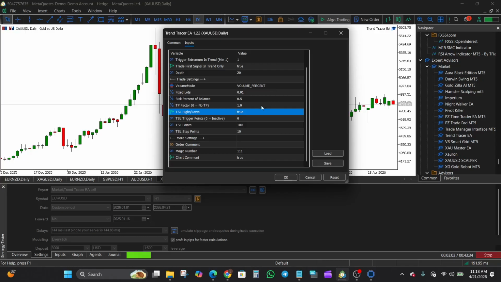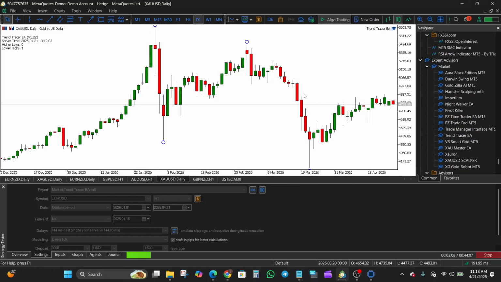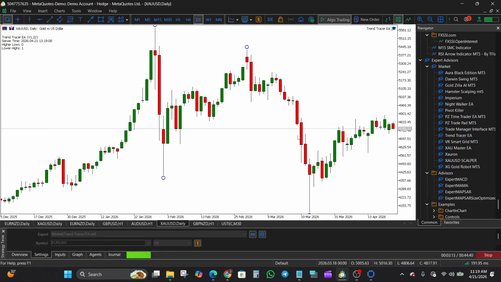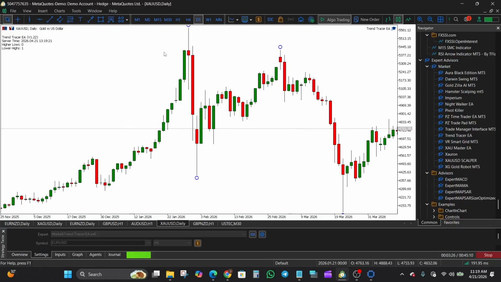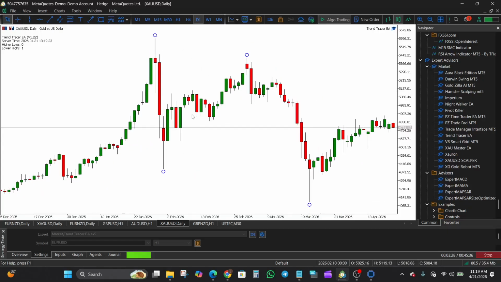All right, now let's just have the EA added to our chart. So this is the EA being used in real time. Okay, so this is not back testing now. This is the EA being added to our chart, and we can see how it is identifying highs and lows for us in real time. And then you can also see here it's showing us the server time, the number of higher lows that has been identified, and the number of lower highs.